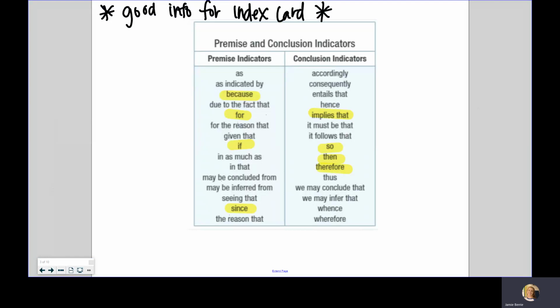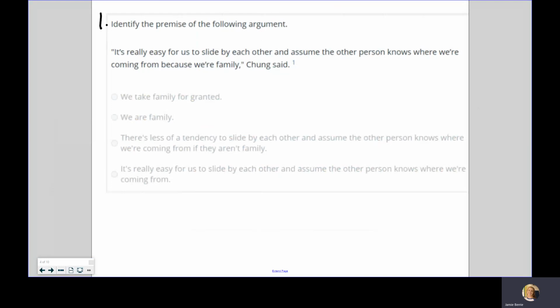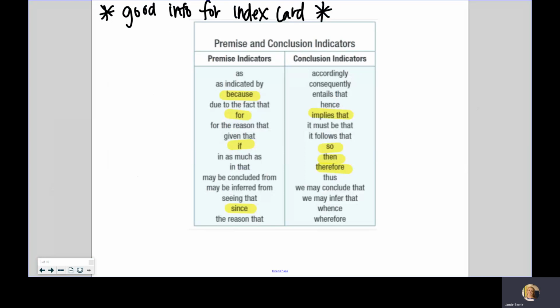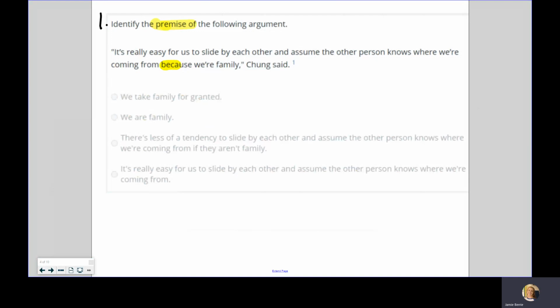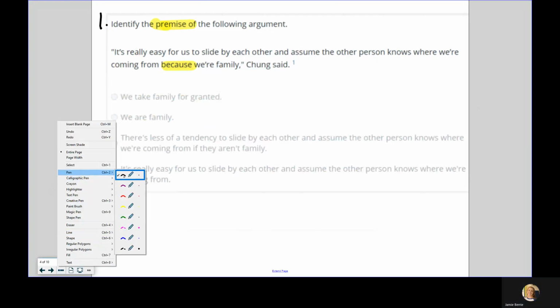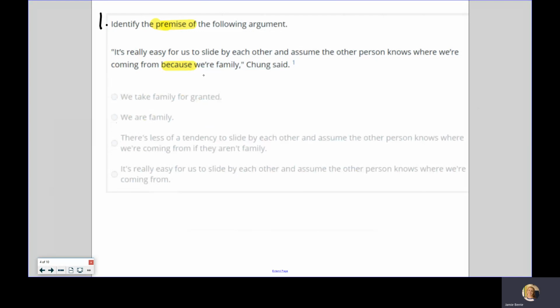Okay, let's look at an example now. The directions say, identify the premise of the following argument. It's really easy for us to slide by each other and assume the other person knows where we're coming from because we're family, Chung said. So we're supposed to take these four options and identify which of these options is the premise. Remember, the premise is the beginning of the argument. And here are the words that indicate the premise. Words like because, for, if, and since. Do you see any of those indicating words here? Yes, we see the word because. The word because indicates that we're looking at the premise of the argument, like the assumption or the hypothesis. So because we are a family, that is the premise.